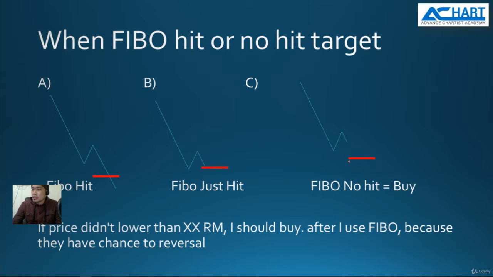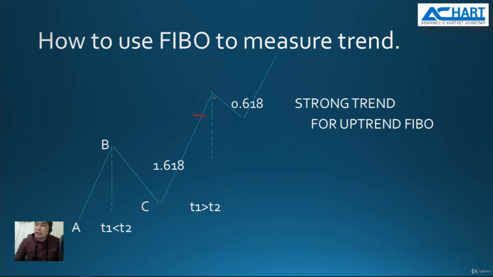Now what I am saying by this is that, for example, if you measure targets A, B, C, and the 1.618 target is achieved, and subsequently when you use the Fibonacci projection it becomes 0.618, or usually it goes to 1.0 and it hits its target, then we can say that the trend is a very strong uptrend. This is how we measure trend using Fibonacci.